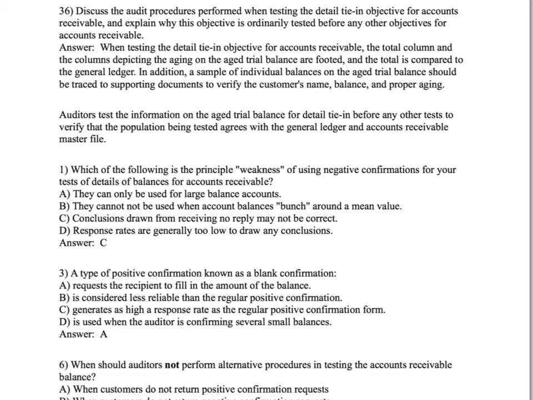So steer clear as much as you can from negative confirmations and focus on the positive confirmations where you're receiving them back. A type of positive confirmation known as a blank confirmation requests the recipient to fill in the amount. So sometimes you have this blank one where they have to fill in the balance, or you give them one that already has the balance filled in, but there are 2 different types. Usually when I was sending out accounts receivable confirmations, I would fill in the balance or give the statement that they would have received last to say, is this correct, just to help with their ease of record keeping.